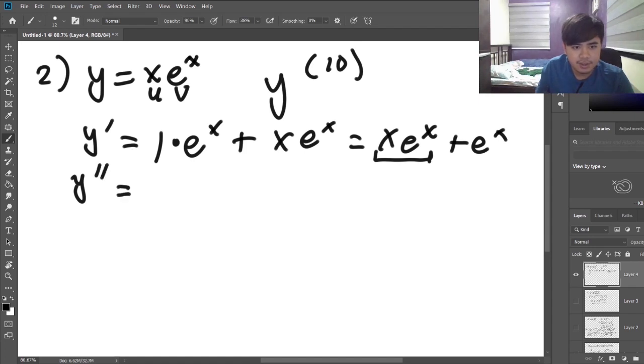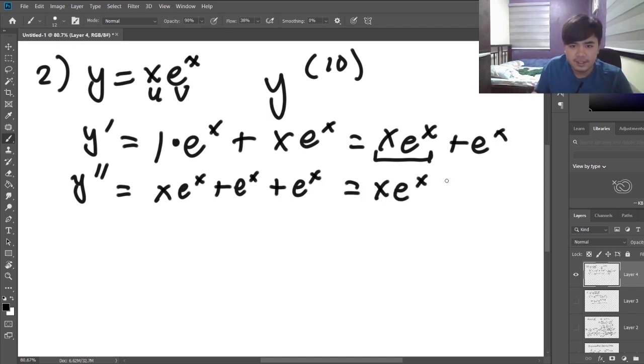Finding the second derivative, what's the derivative of x e to the x? We already established that it's this, so we can copy that: x e to the x plus e to the x. And then we add e to the x here, since we have to find the derivative of e to the x. So we add e to the x here since that is the derivative of e to the x. So the final answer is x e to the x plus 2e to the x.